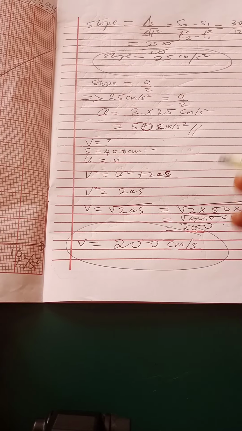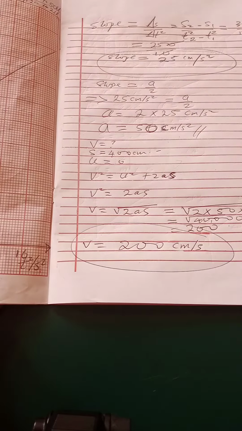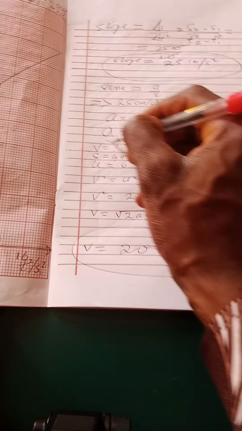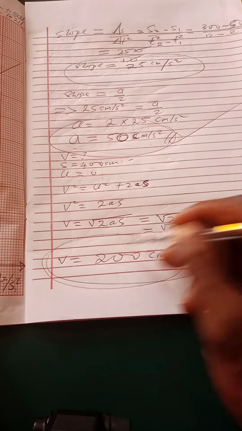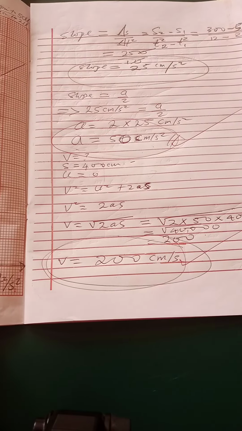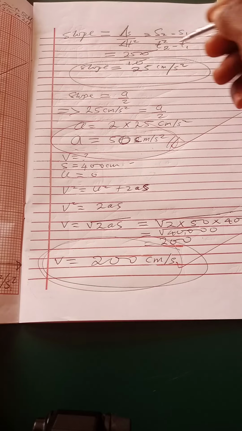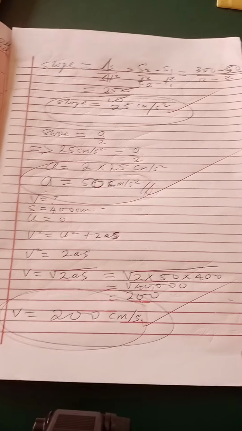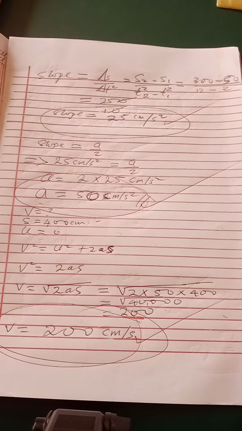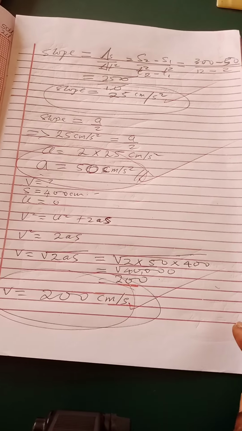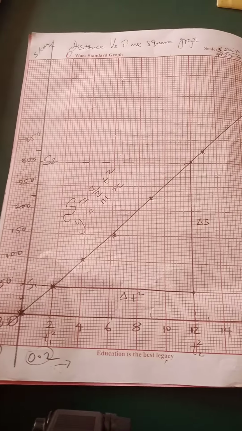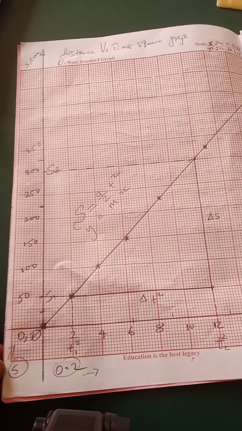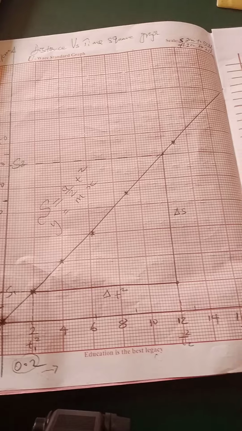So this is the acceleration the examiners asked us to calculate. This is correct, and this is the velocity. This is also correct. This is exactly how your work is supposed to be when you are presenting it to WAEC examiners. And this is your slope, your graph as was required.